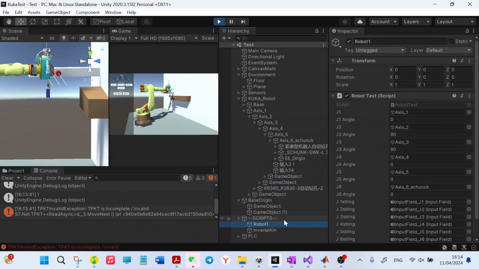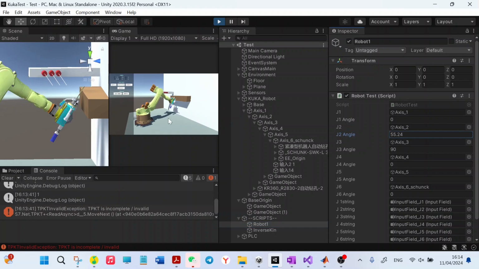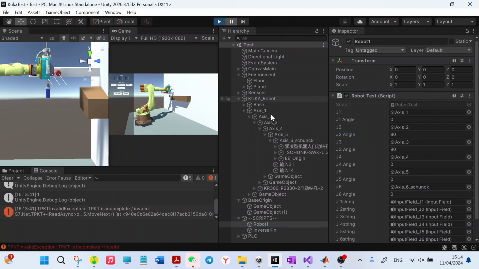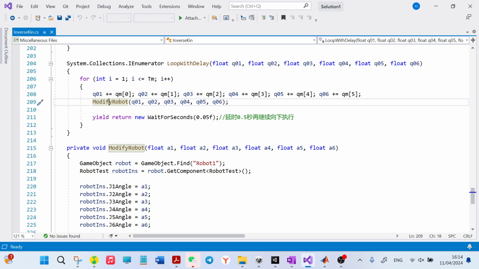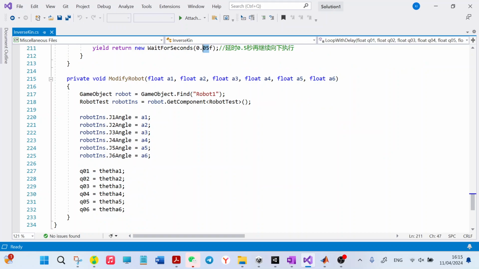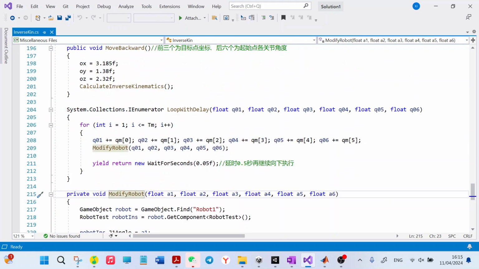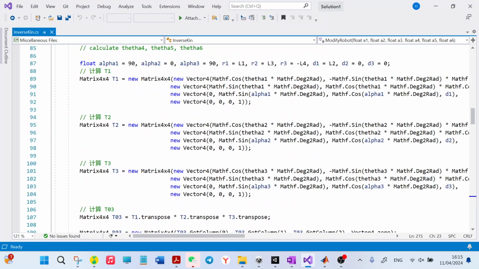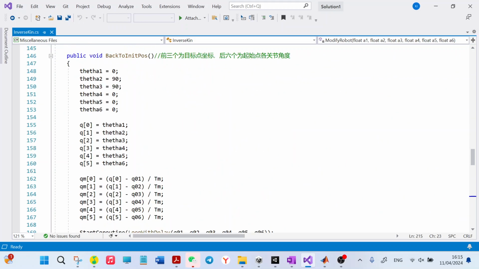So these robot script angles will be updated based on the trajectory we calculated. And here, how fast we want to change. Here is a delay between every position. So if we increase it, it will be slower. If we decrease it, it will be faster. So here are the modifications of our robot. And here are some functions to move the robot to the initial position.